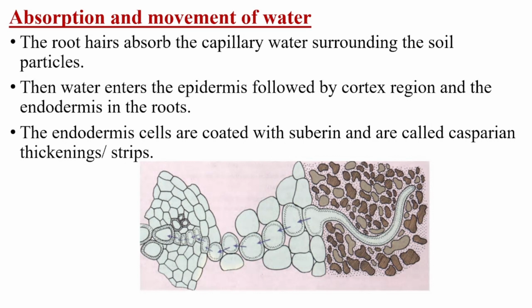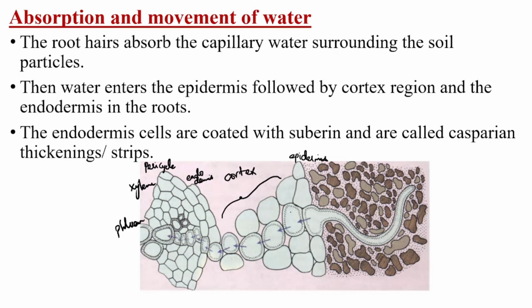Okay, absorption and movement of water. Now see, these are the water droplets. These are the soil particles. This is the root hair. Okay, and the first layer of the root hair is known as the epidermis. The epidermis is followed by a multi-layered cortex, and the cortex is followed by endodermis. Endodermis is followed by a pericycle, and the pericycle surrounds the vascular tissue which constitutes xylem and the phloem.